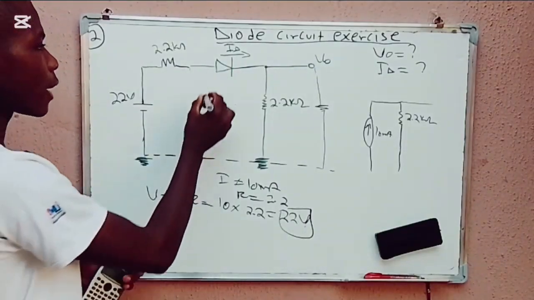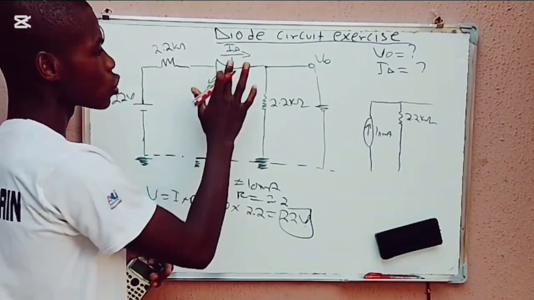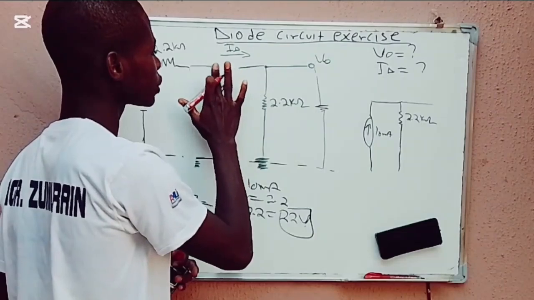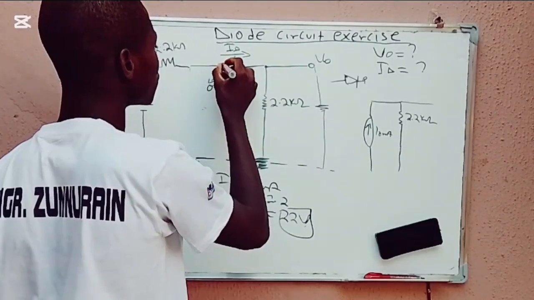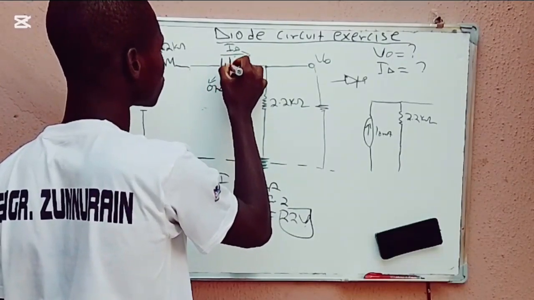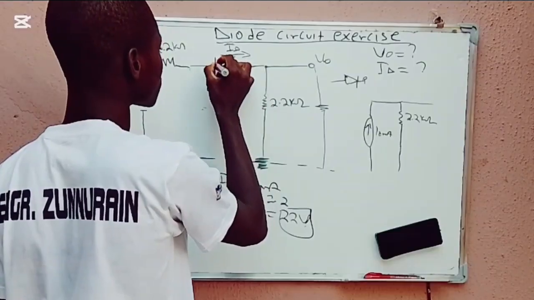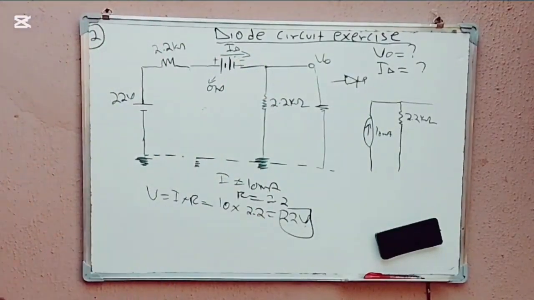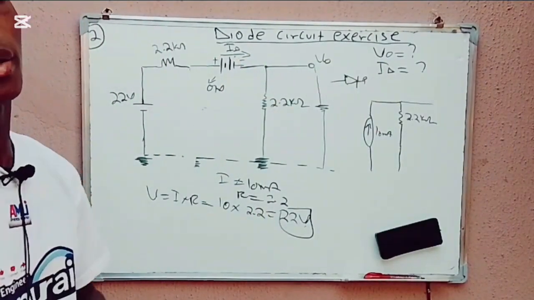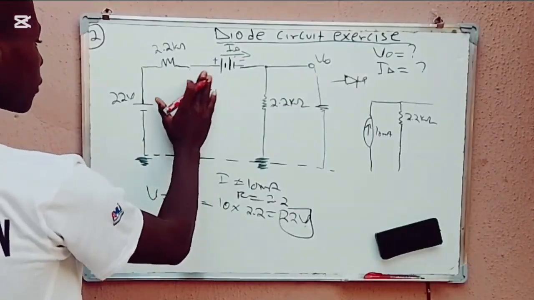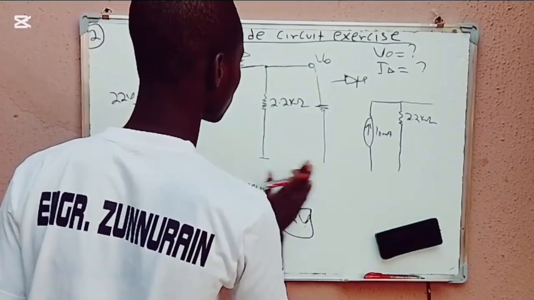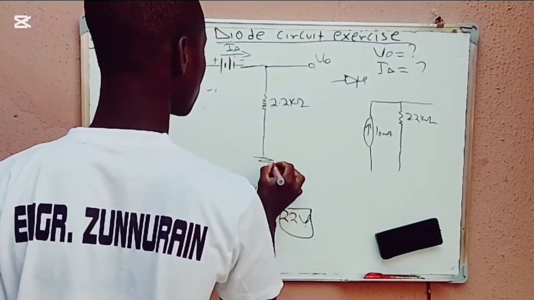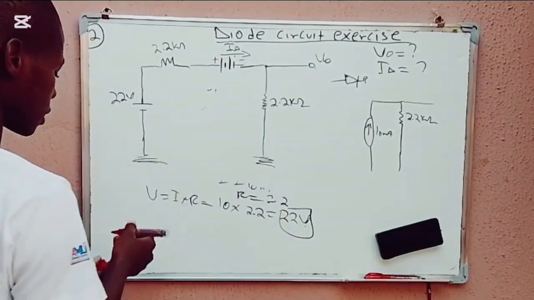And therefore the diode, as you can see, is it on or off? This diode is on. So therefore I have to change the circuit. This as positive, and this as negative. So the next thing that I'm going to do, let me just clean this. This is the same thing as this, and this is the same thing as this.